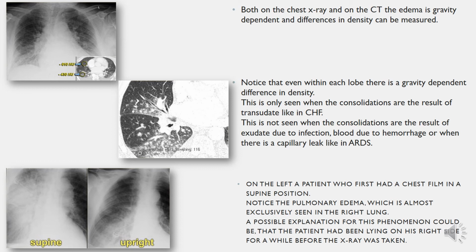Now, regarding the last image on the left, a patient who first had a chest film in a supine position. Notice the pulmonary edema, which is almost only seen in the right lung. A possible explanation for this phenomenon could be that the patient had been lying on his right side for a while before the X-ray was taken.